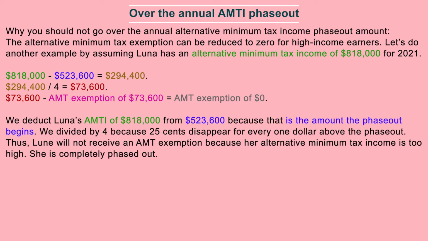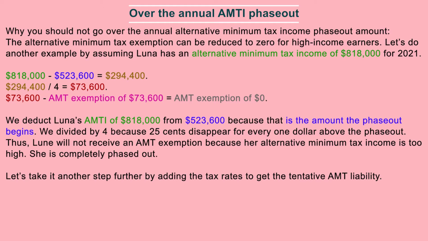We deduct $523,600 from Luna's AMTI of $818,000, because that is the amount where the phase out begins. We divide by 4 because 25 cents disappear for every $1 above the phase out. Thus, Luna will not receive an AMT exemption because her alternative minimum tax income is too high. She is completely phased out.